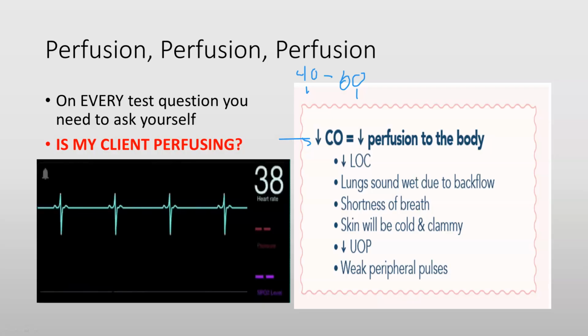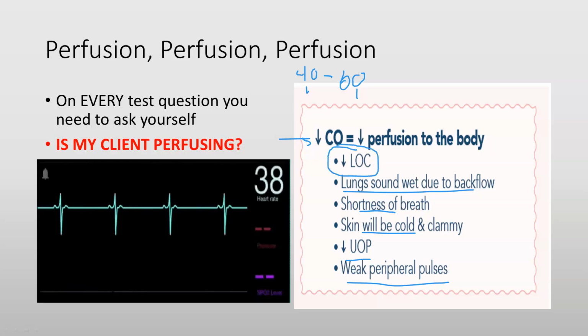And then we're going to go through our process of airway, breathing, circulation. All right? So because of fluid backing up, you're going to have crackles. You can be short of breath. Your skin will be cold and clammy. You will have decreased urine output and decreased peripheral pulses. All right?